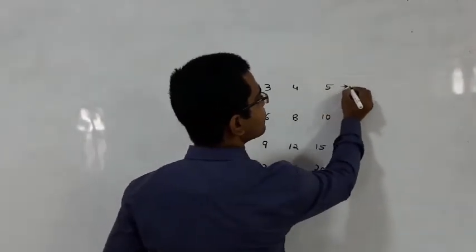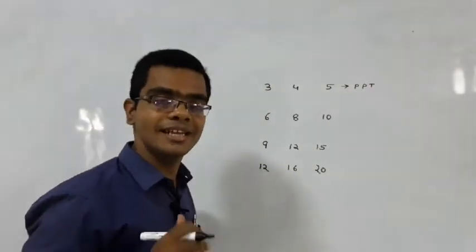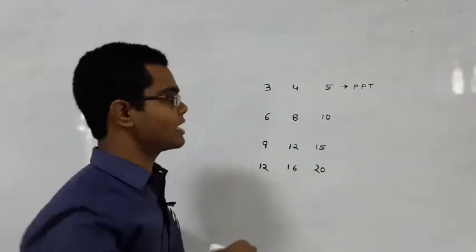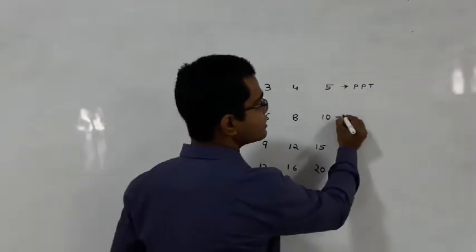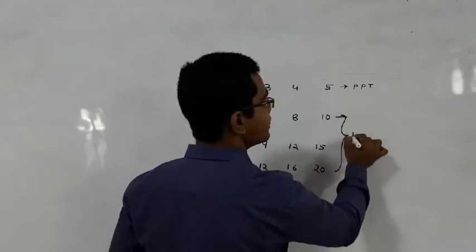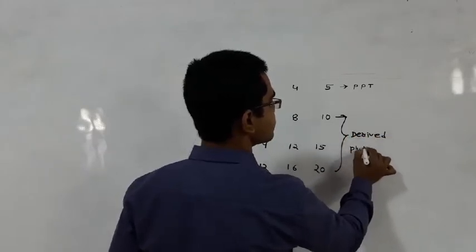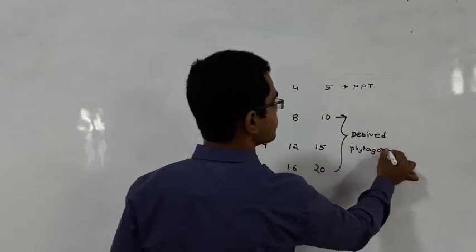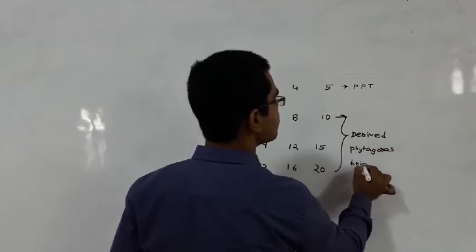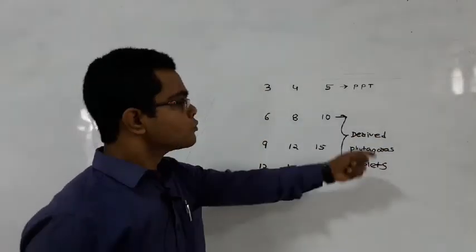This is called PPT, not PowerPoint presentation. It is a primitive Pythagoras triplet. Now, these Pythagoras triplets are called derived Pythagoras triplets. Sorry, the spelling of Pythagoras is wrong, but please accept that. These are called derived Pythagoras triplets.